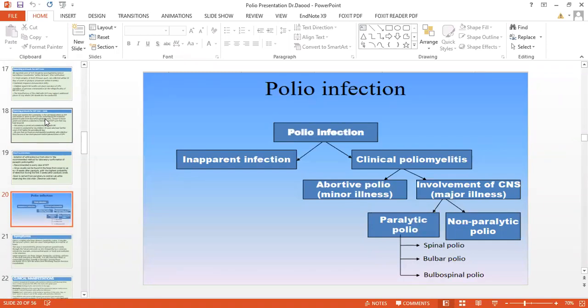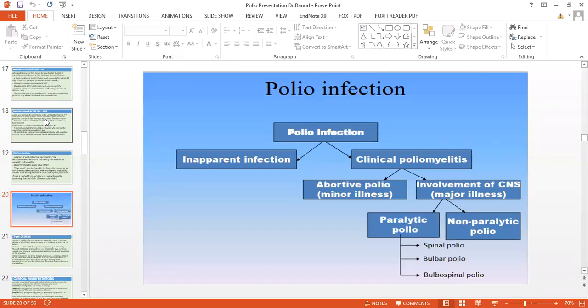Here is the bifurcation of infection. You can say that there are two major categories: inapparent infection and clinical infection. In clinical poliomyelitis, we again see two types: abortive poliomyelitis, or minor illness, and the involvement of CNS, where there is a major illness. And again, in involvement of CNS, there are two types: non-paralytic polio and paralytic polio. In paralytic polio, we further subdivide into spinal, bulbar, and bulbospinal.